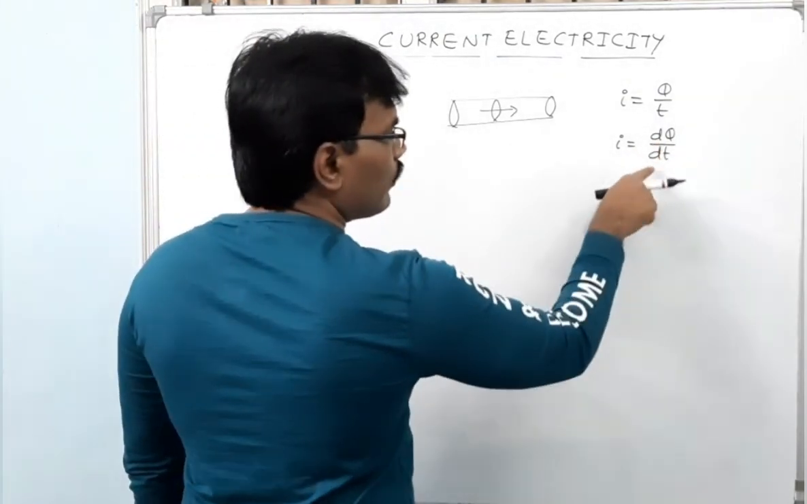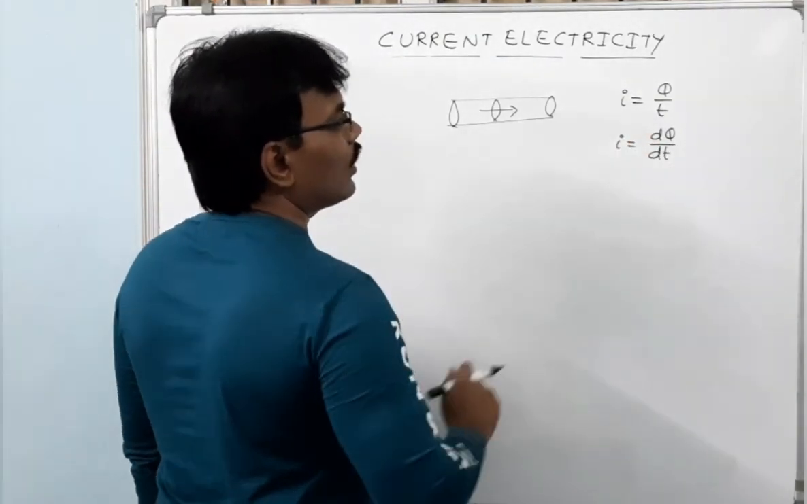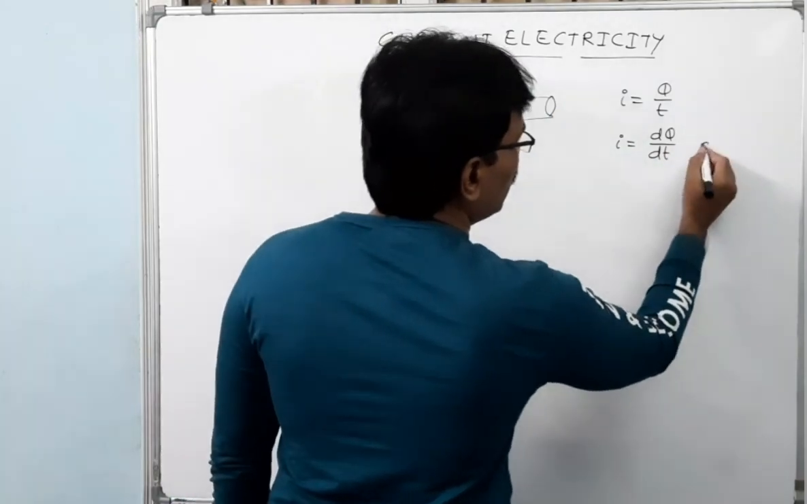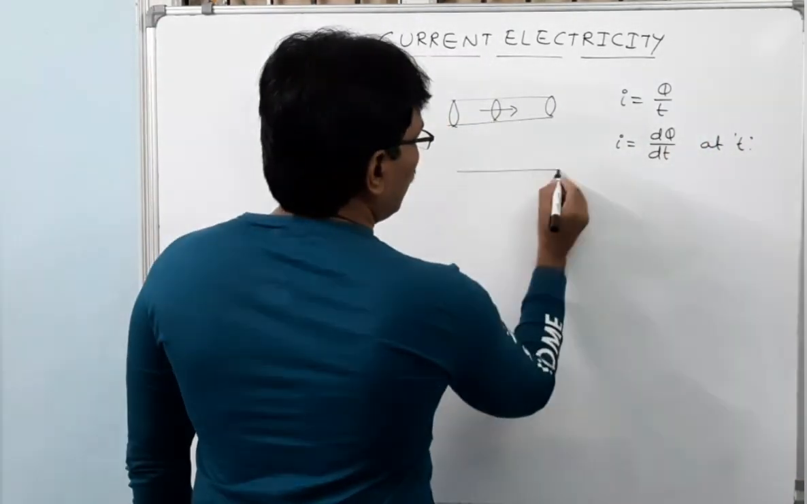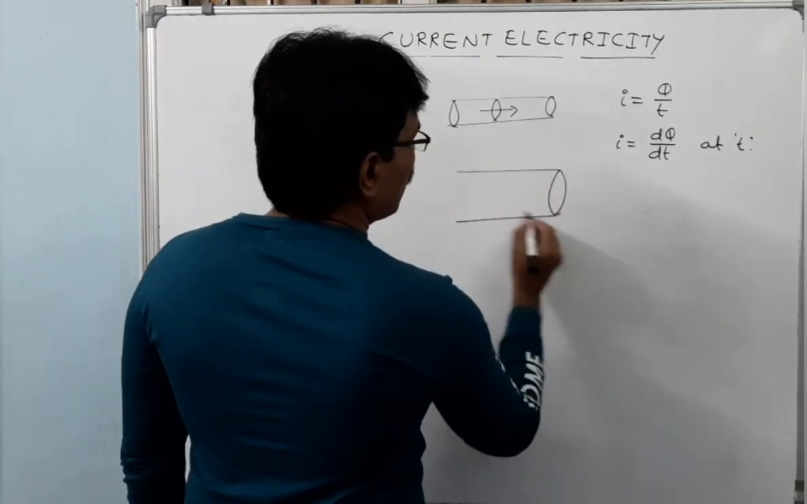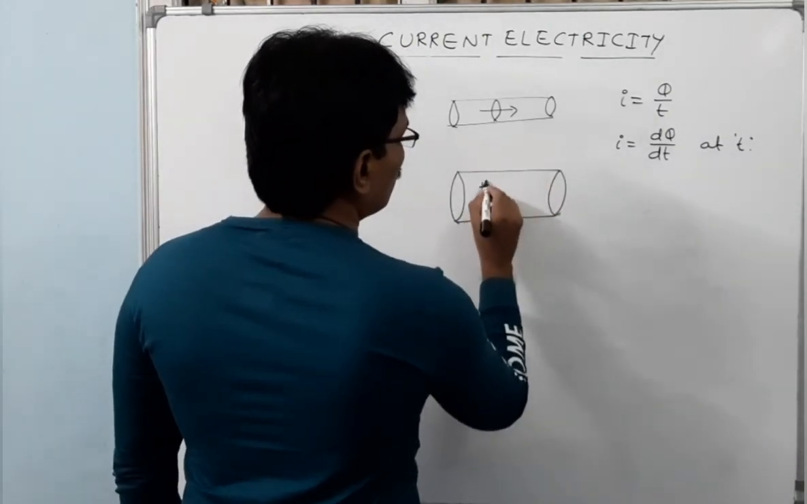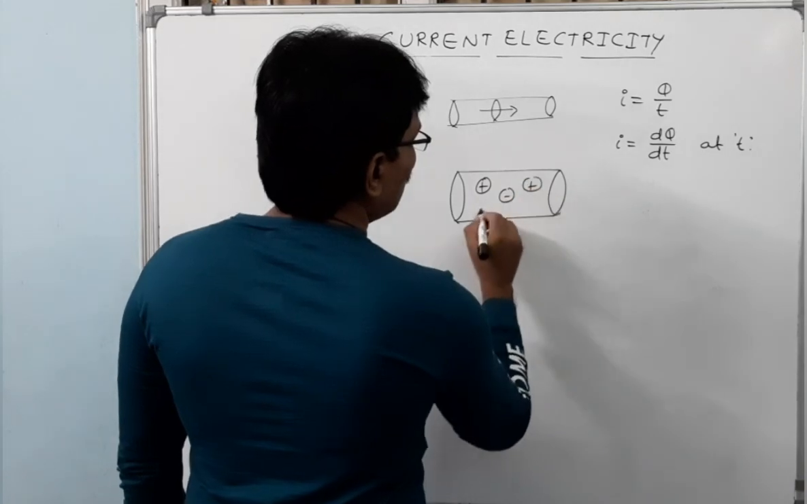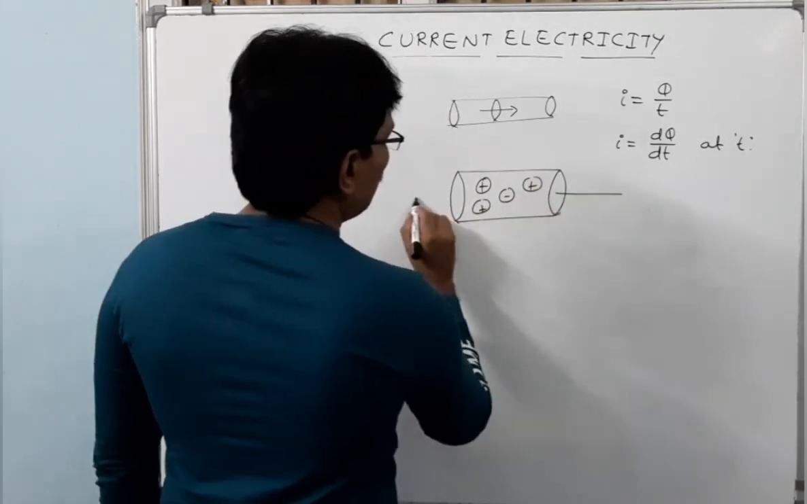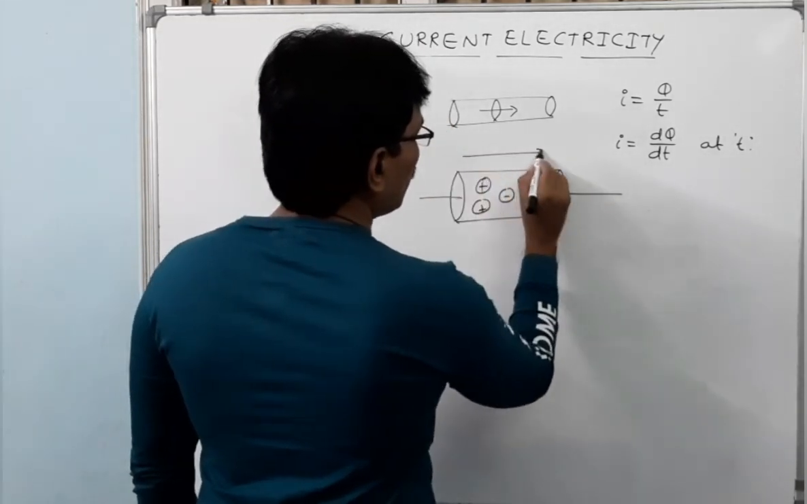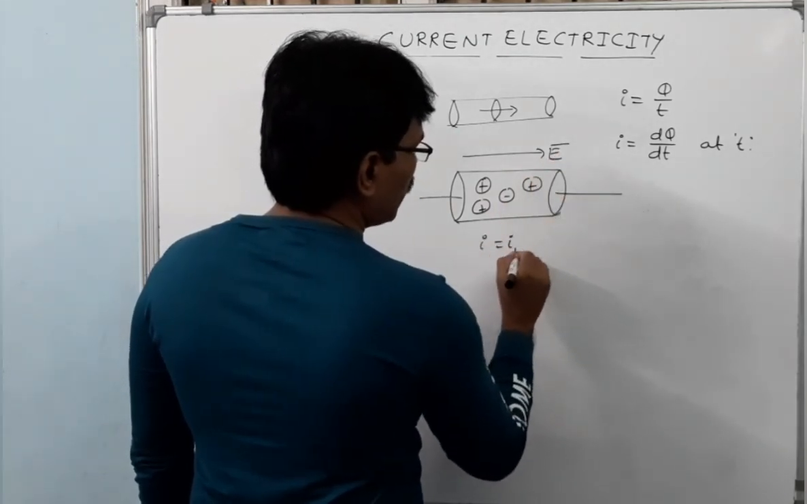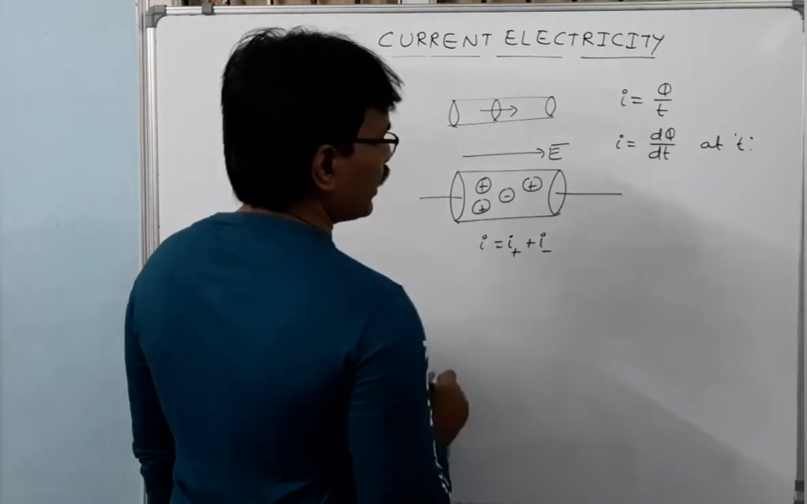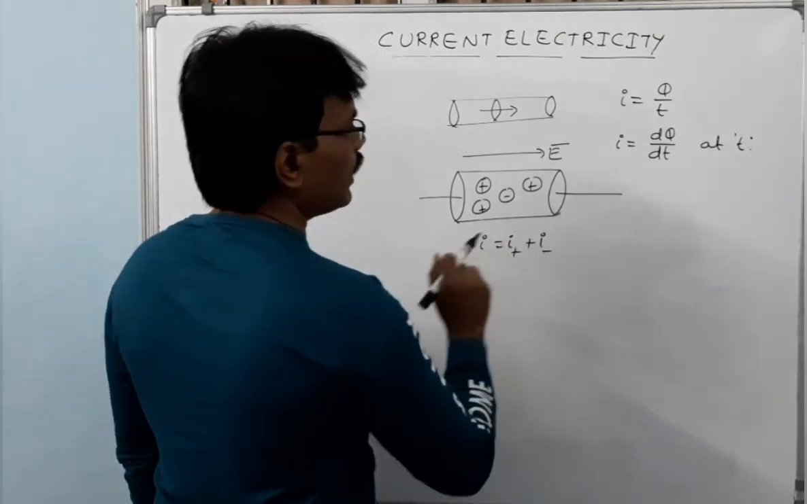That is also called rate of flow of charge, or instantaneous current, or current at a particular point of time t. Next, when a discharge tube contains both positive charges and negative charges, then whenever we maintain a potential difference, suppose the electric field is acting in this direction, the total current is equal to the current due to positive ions plus the current due to negative ions. So the total current is given by this.